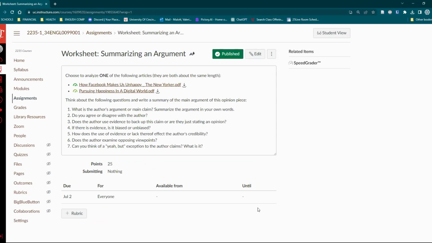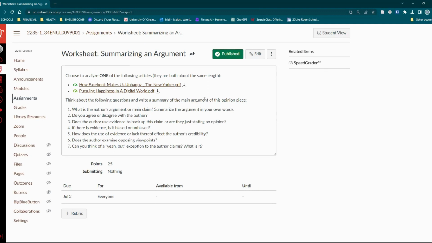What I do want to ask you about, this is taking the two readings that you have been assigned, the two articles that you've been assigned to read this week, How Facebook Makes Us Unhappy and Pursuing Happiness in the Digital World. I want you to choose one of the articles to analyze. They're both roughly the same length, so it doesn't matter. And think about the following questions to write a summary of the main argument of this opinion piece. So some of these questions are, what is the author's argument or main claim?